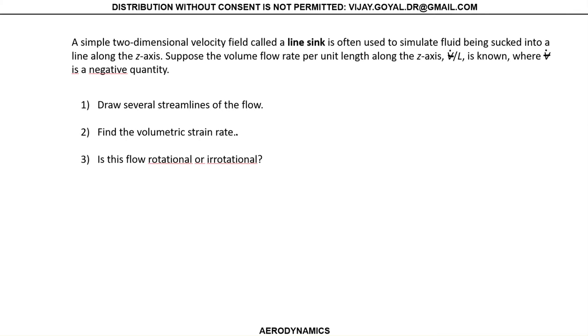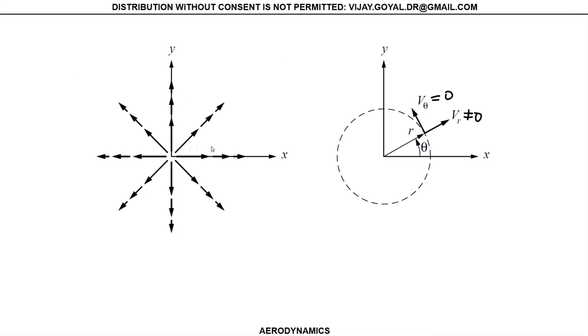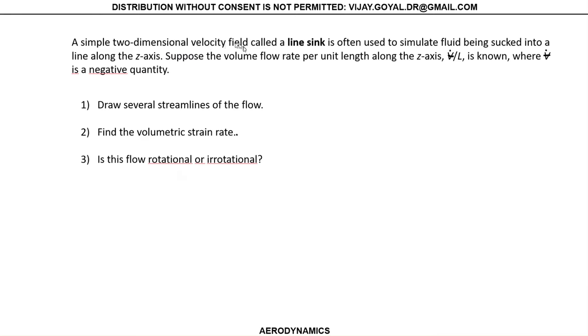It goes along the z-axis. So it says inboard, outboard here. And then your volume flow rate, this is the volume flow rate per unit length of the sink, and this is a negative quantity. Okay, so it's a minus sign there. The first thing we want to do is draw the streamlines of the flow and understand how they look.